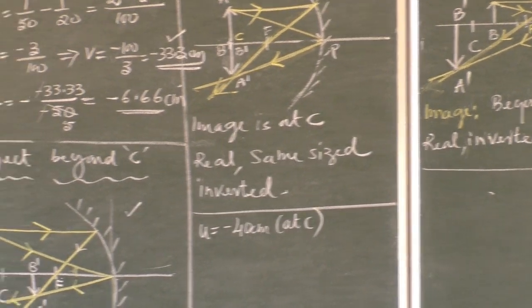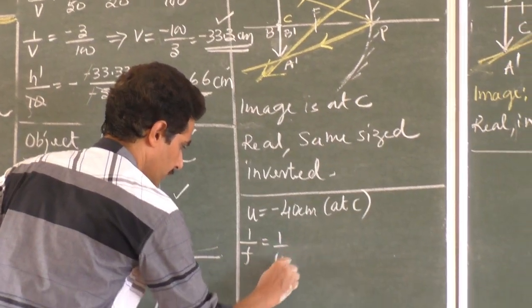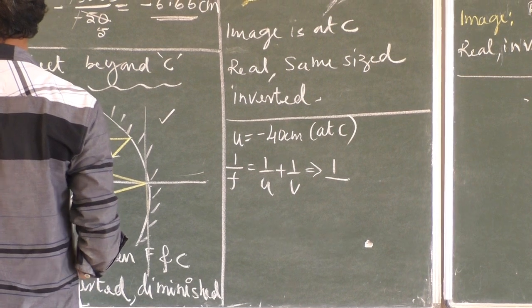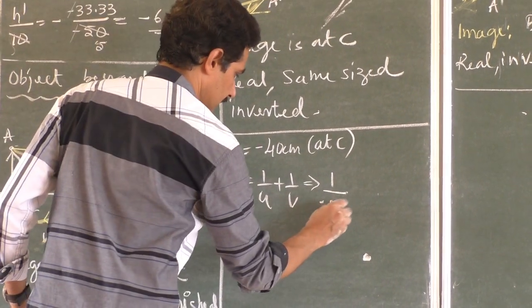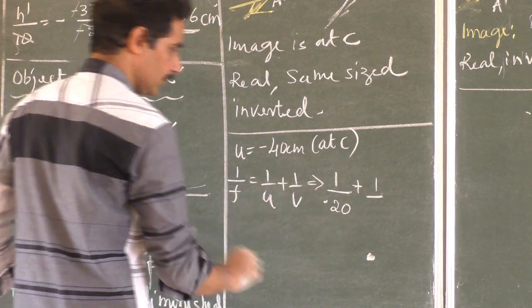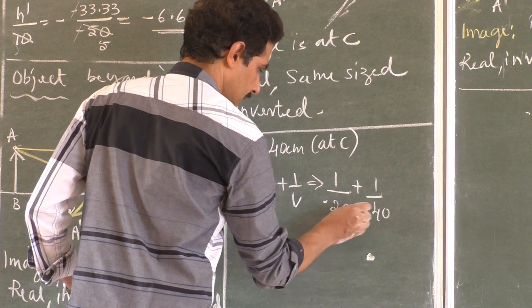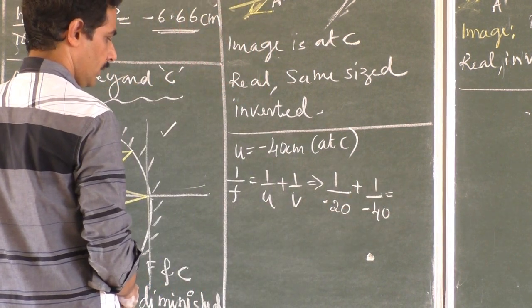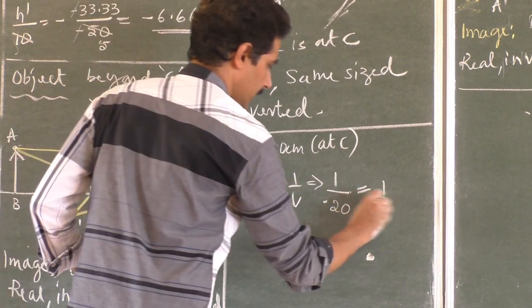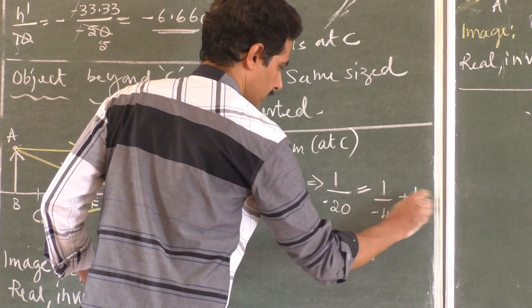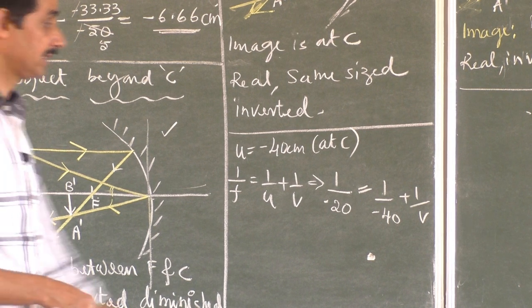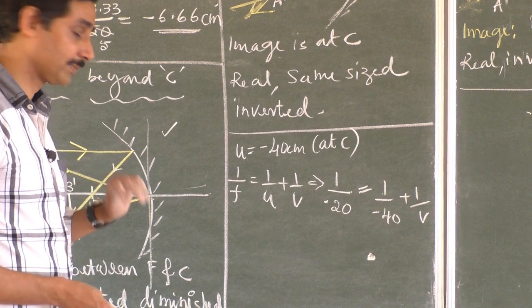Okay, apply the formula. 1 by F is equal to 1 by U plus 1 by V. That implies 1 by focal length. Focal length we have taken already, it is minus 20. 1 by U is negative, minus 40 at C. So 1 by F is equal to 1 by minus 40 plus 1 by V. Surely you know that V should be negative and V should be same as 40, because object distance and image distance are same in this particular case.